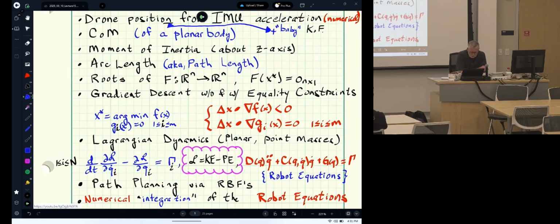We didn't spend much time on roots of functions from Rn to Rn, though we reviewed it quickly. It's covered primarily in Rob 101. But we spent much more time on gradient descent, even though it's introduced in Rob 101. We needed to get down to the nitty-gritty of the geometry of how you choose a step direction, delta x.